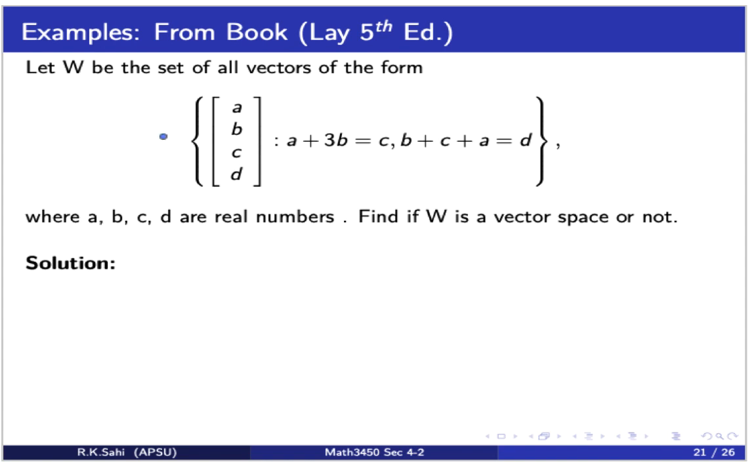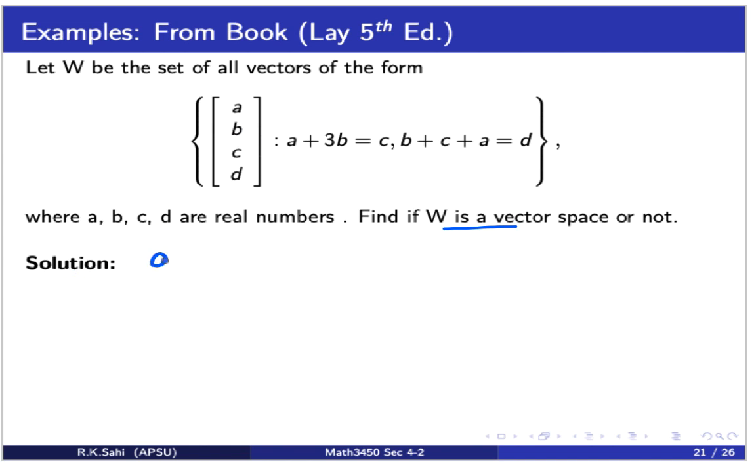We're given W to be the set of the vectors of the form A, B, C, D, and the relationship we see is that A plus 3B is C, B plus C plus A is D, where A, B, C, D are real numbers. So we'd like to know whether W is a vector space or not. Remember at the back of the mind, if it is a vector space, that means can I write it as a spanning set of some vectors? Okay, let's look at what we have.